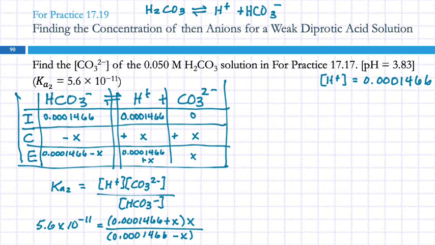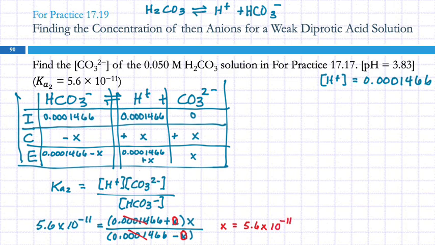That can go straight into your solver. I'm just going to look at x is small. So if x is small, then adding it to that number doesn't matter. We can consider that to be 0. Subtracting it doesn't matter either. And then those two numbers cancel out, and x is equal to 5.6 times 10 to the minus 11.